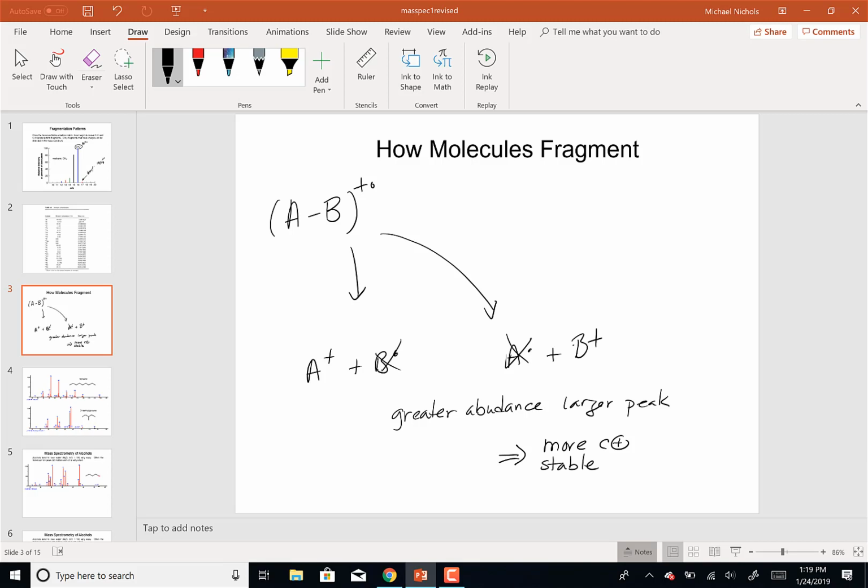Because this afternoon we're going to look at different possible fragments, and then I'm going to say, okay, we know the mass, we know which mass is more abundant from the mass spectrum, and so what does that correspond to? It's going to correspond to the more stable structure. And then we're going to have to talk about why that is more stable. Okay, so this is what happens.